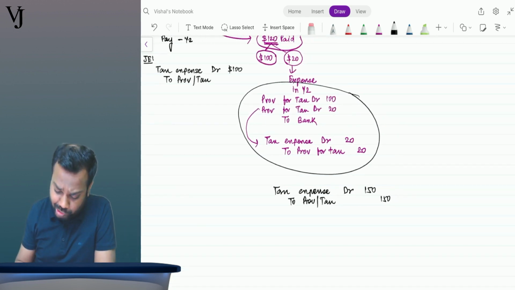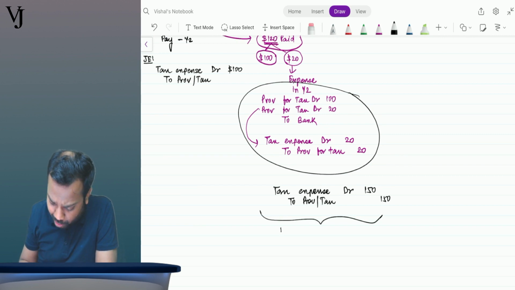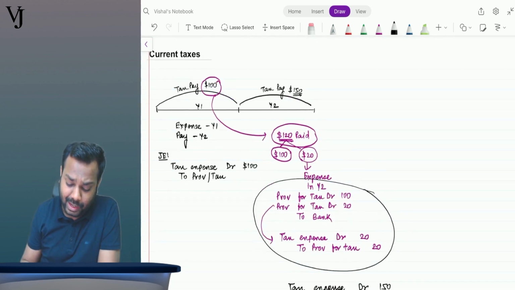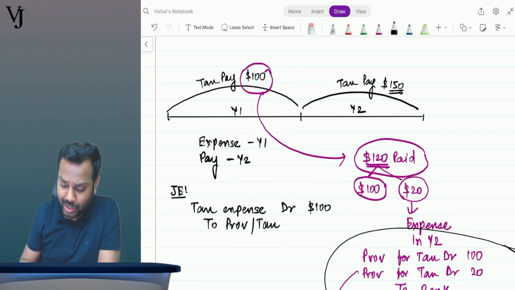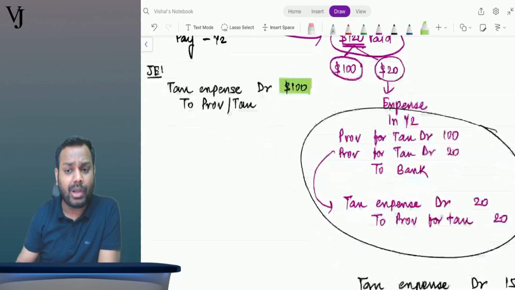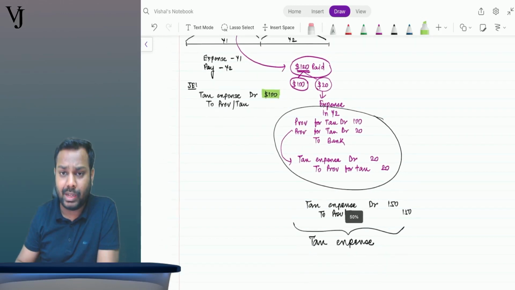Now that is not my question. My question is, what is the amount of tax expense that you will record in year 2? For year 1 it was very much certain that you recorded an expense of 100. But what about year 2? What is the amount of expense that you will record in year 2?